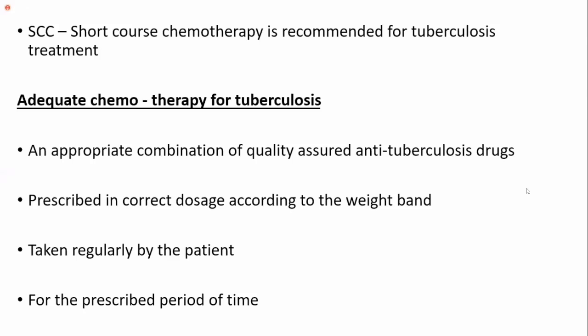And also we need to be able to prescribe these medicines at the correct doses according to the patient's weight and the patient's other parameters like their renal function. And we have to ensure the prescribed medicine will be taken by the patients regularly, and that the patient will continue this treatment for that exact period that is prescribed. So those are the key elements that we need to achieve to provide the proper chemotherapy for tuberculosis treatment.